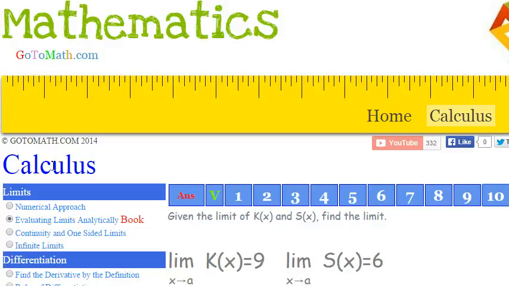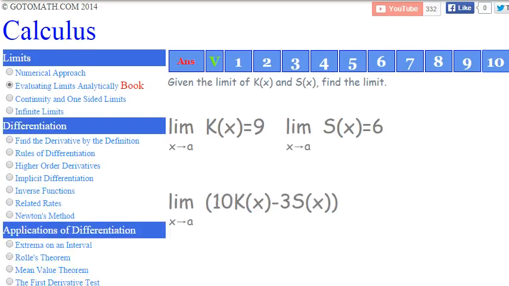Alright, we are in the subject of calculus and we're evaluating limits analytically. We are in this section right here at gotomath.com. So let's go to this problem. We've got the limit as x approaches a of k of x, which is equal to 9. These are a little different here, we've actually got an answer to the limit.